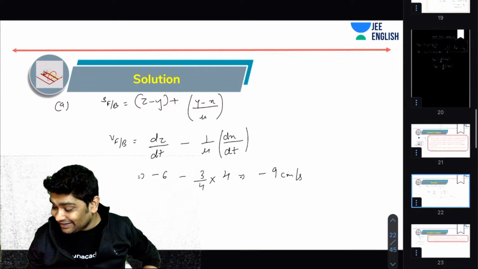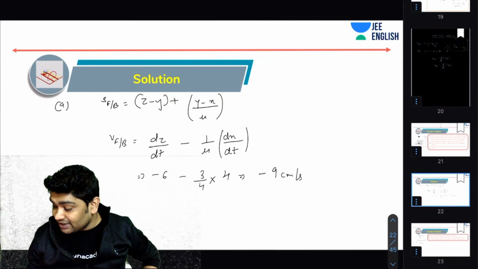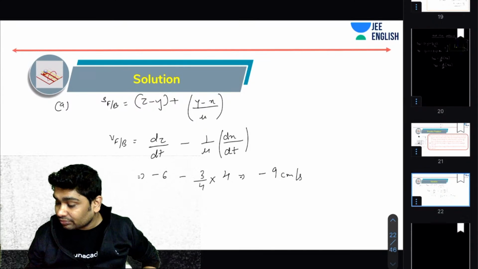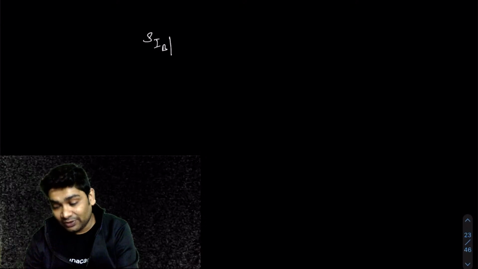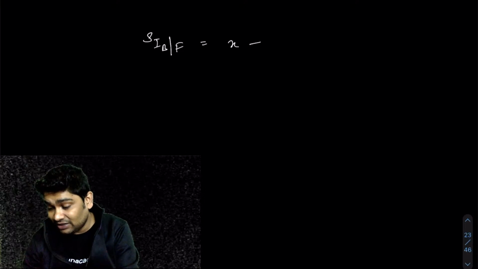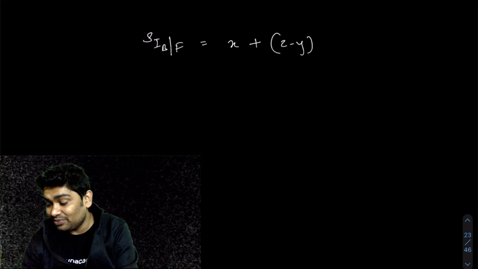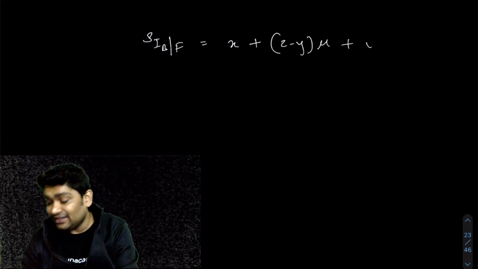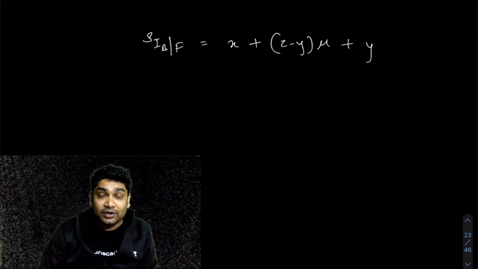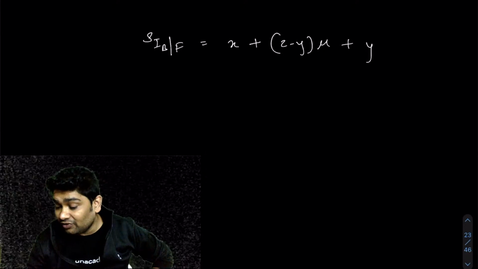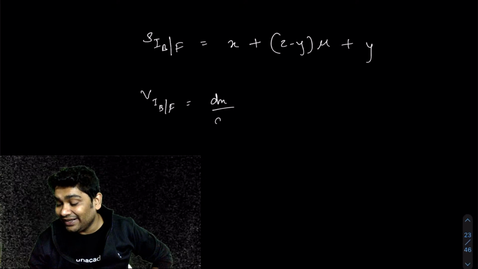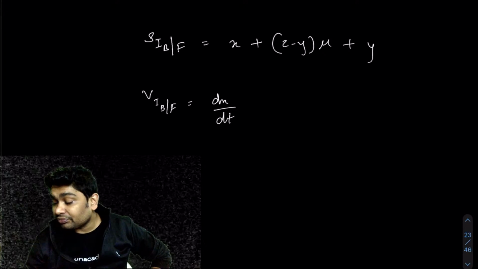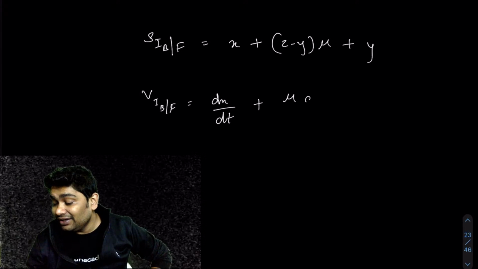Now, again, this is the tricky problem. Pay close attention to this. What I can say is the distance of the image of the bird with respect to the fish would be x plus z minus y times mu plus y itself. Agreed? So if I wanted to see the speed, the velocity of the image of the bird with respect to the fish would be simply dx over dt plus mu times dz over dt.